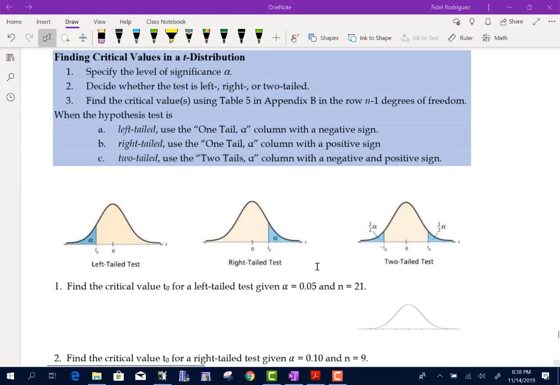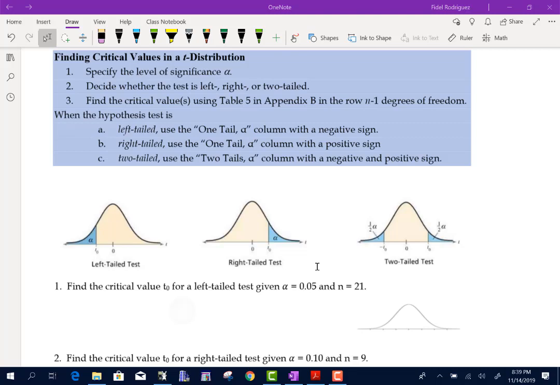So guys, we're going to figure out if it's a left tail, right tail, or two tail test. We can find critical values using that t table that we used, or we also used the inverse t function the other day in our calculators. Let's take a look at what it says here. When the hypothesis test is a left tail test, we use one tail with a negative sign. If it's a right tail test, we use column A with a positive sign. I'll explain this part in a minute. And for two tails, we use the two tails column with both negative and positive.